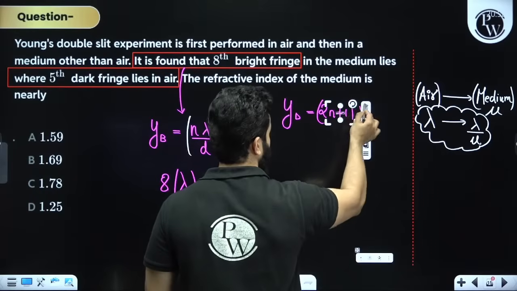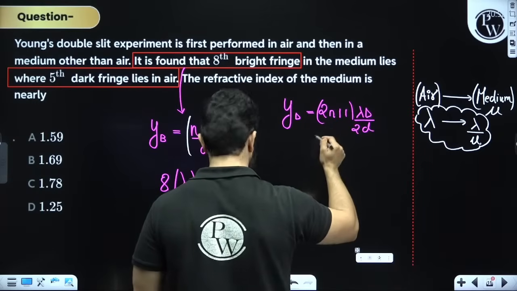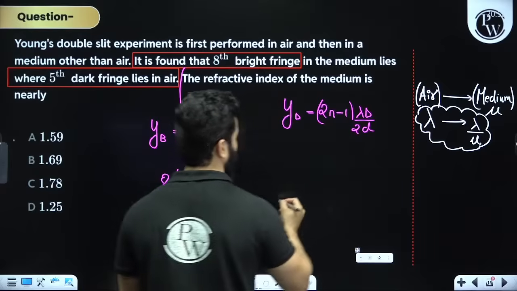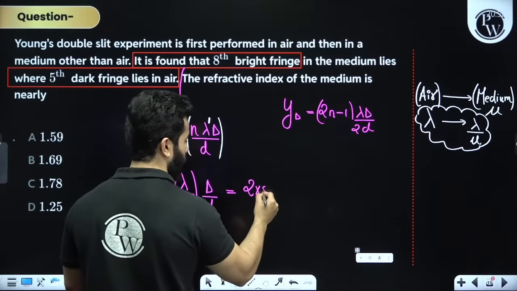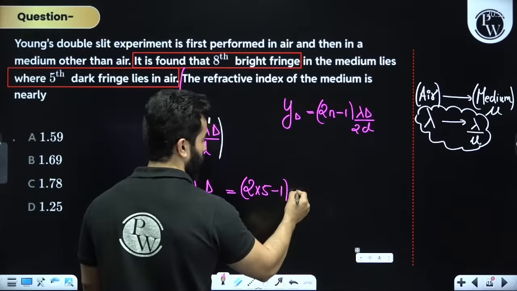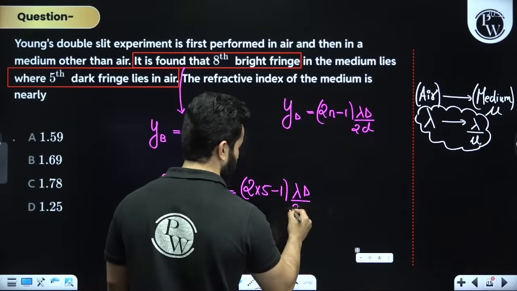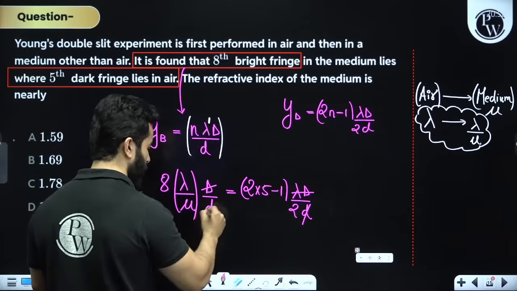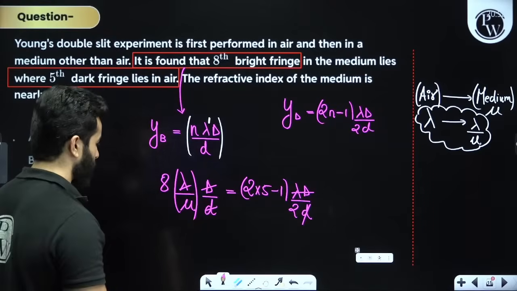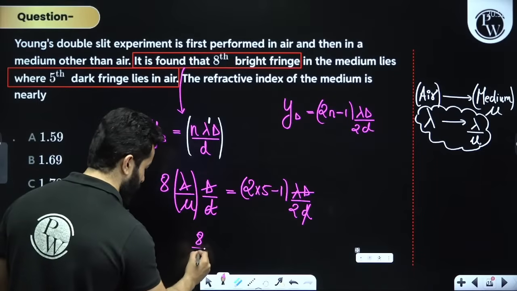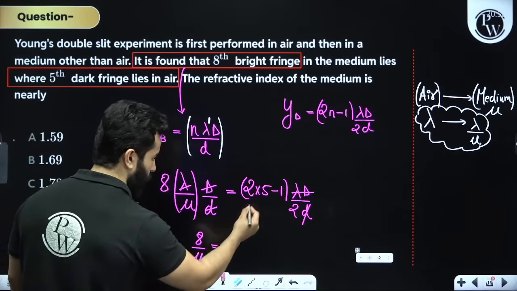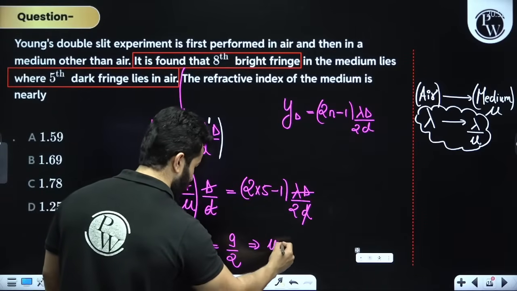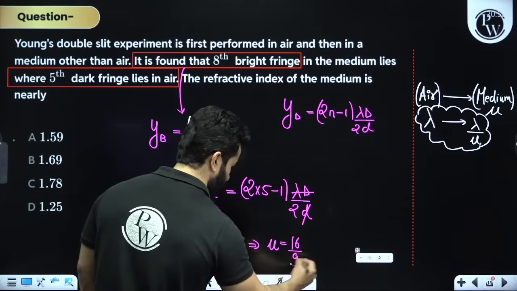Let's use a negative sign. I have taken n as 0, sorry. So this will become 2 into 5 minus 1 lambda capital D divided by 2d. So d cancels out, lambda d cancels out, something like this, right? And you have got 8 divided by mu equals to, and this becomes 9 and this becomes 2. So mu comes out to be 16 divided by 9.